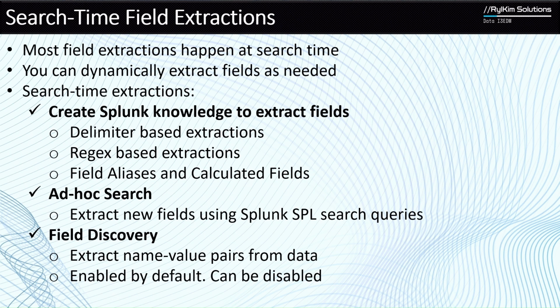Now, what is one way of disabling it? We discussed a little bit about the search modes: the fast mode, the smart mode, and then the verbose mode. Now in the fast mode, field discovery is disabled. So if you want to see the impact of field discovery on your data, just change your search mode to the fast mode, and you realize that on the field sidebar on the left, you're not going to see the fields that you have extracted from your data.